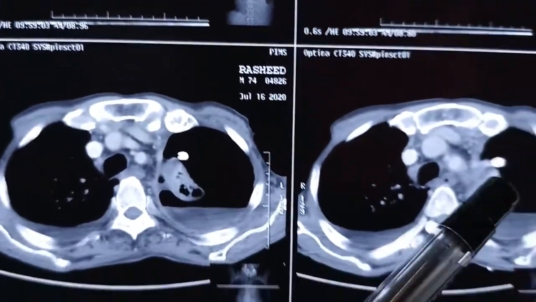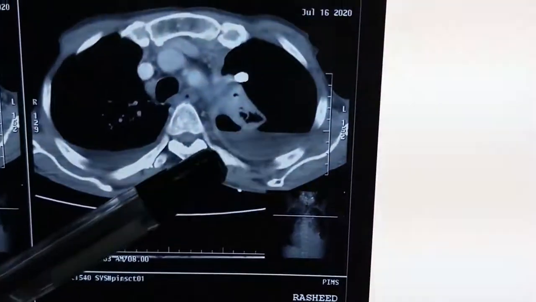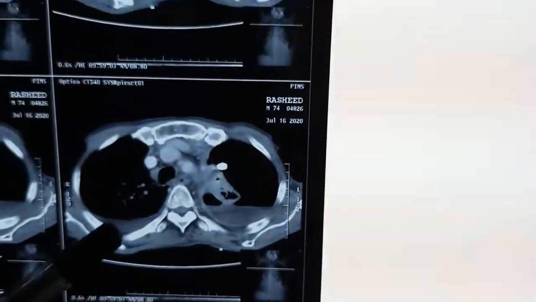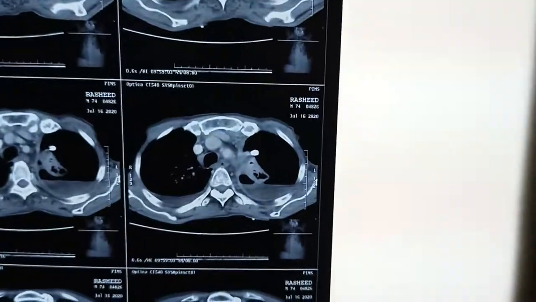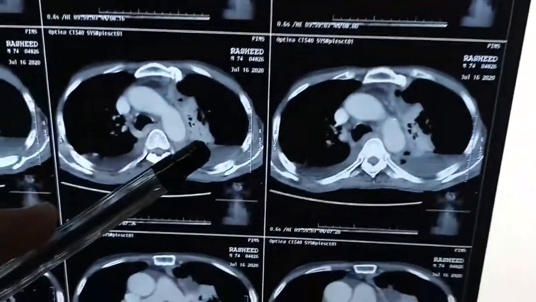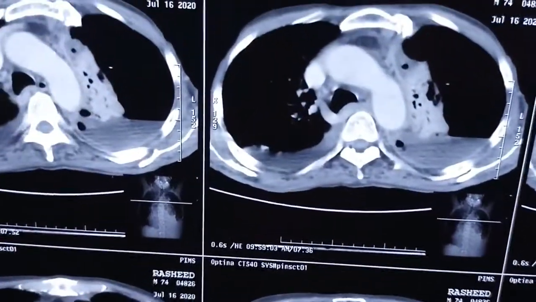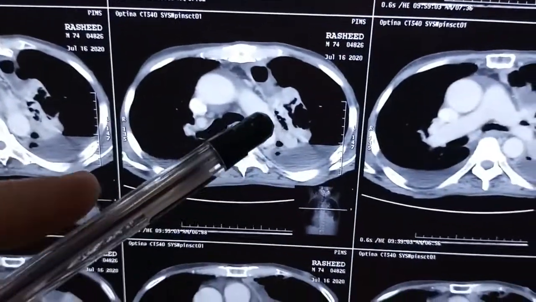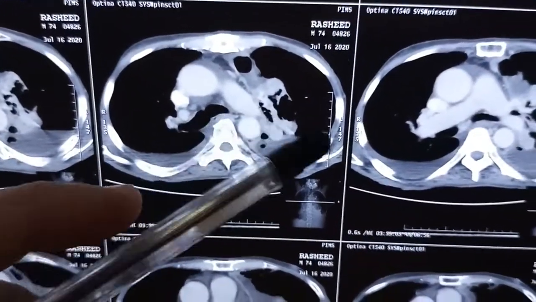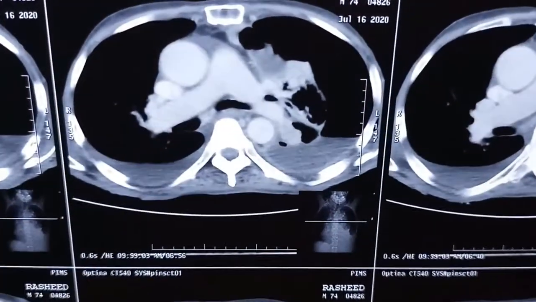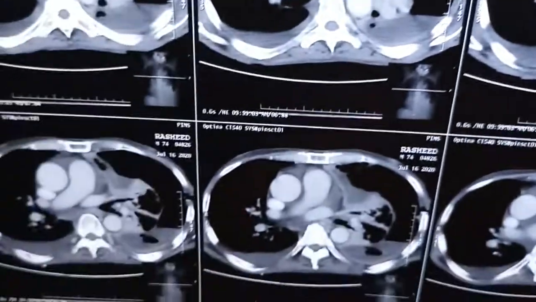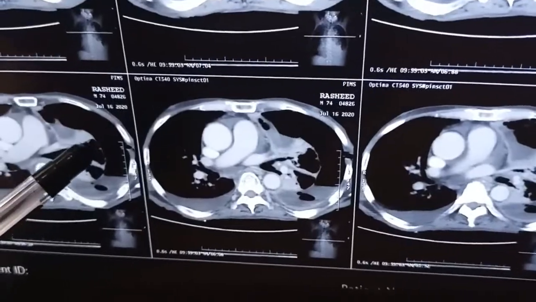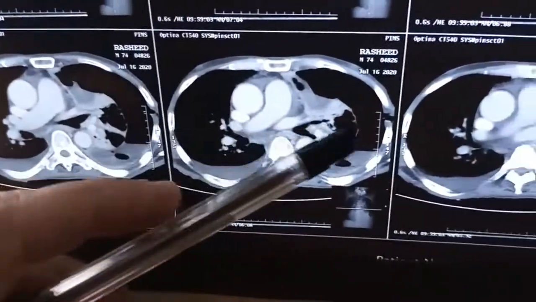If we focus down, we can see the fluid. There is pleural fluid here, there is pleural fluid on the right side as well. If we focus, the mass is appreciable here as well. If we go down, we can see that this mass is lying in front of the main bronchi. You can see it here that this mass is lying in front of the main bronchi, which may cause collapse of the lung.